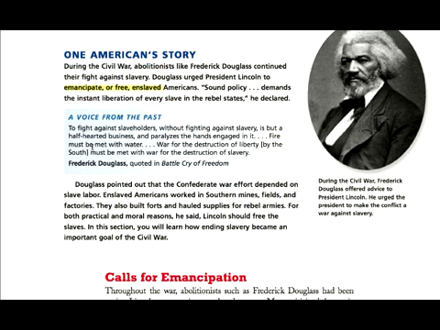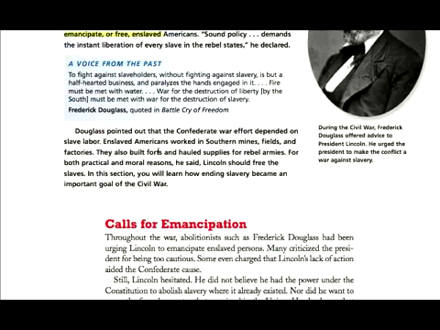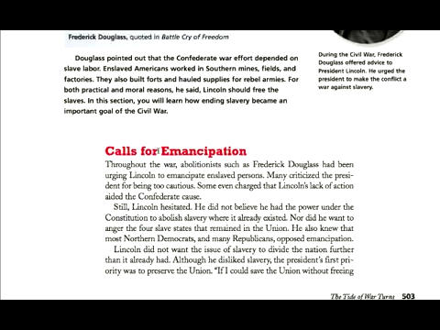"Fire must be met with water. War for the destruction of liberty by the South must be met with war for the destruction of slavery." Douglass pointed out that the Confederate war effort depended on slave labor.